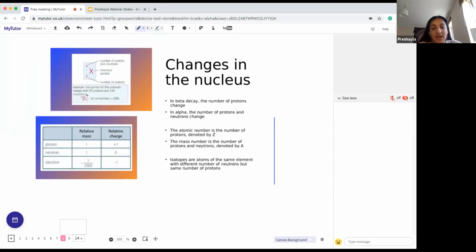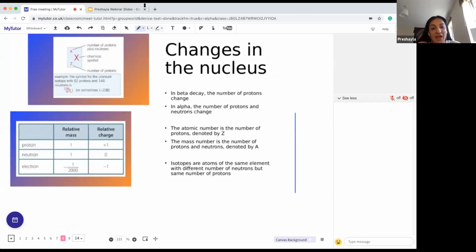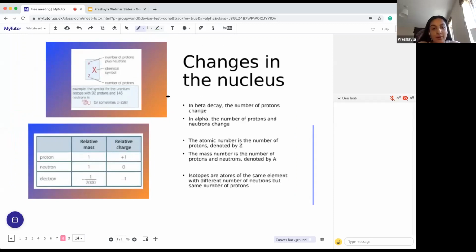Okay, so how does radiation change the number of protons or the number of neutrons? So how does emitting alpha or emitting beta radiation change the number of protons or neutrons? Well, in beta decay, the number of protons changes. So in beta, the number of protons changes, and in alpha, the number of protons and neutrons change. Okay, so beta is just protons, alpha is protons and neutrons.